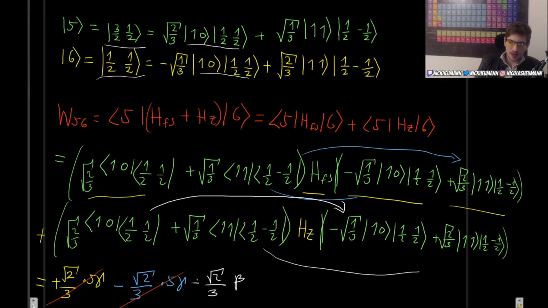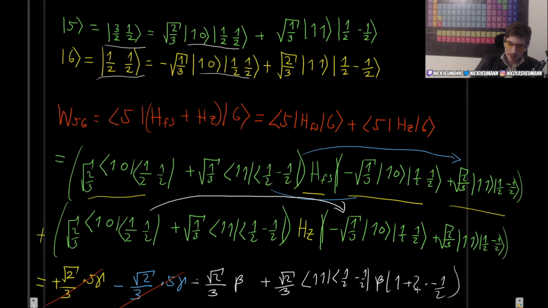And finally, we need this part right here. So let's multiply. And then we get plus square root of 2 over 3, and state 1, 1, 1/2, minus 1/2. Then we have the Zeeman Hamiltonian acting on this state, which is going to be beta times (ml, which is 1, plus 2 times ms, which is minus 1/2). So we get 1 minus 1, which is 0. So this entire thing here is also 0.